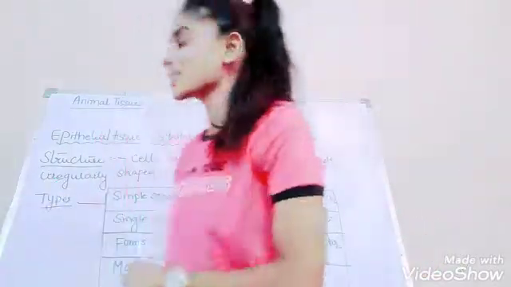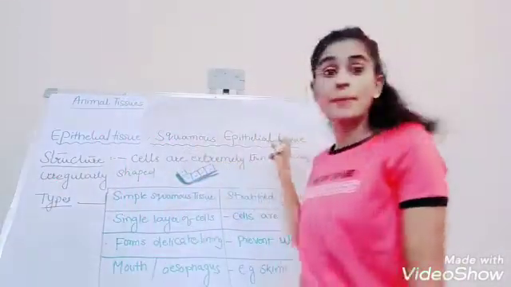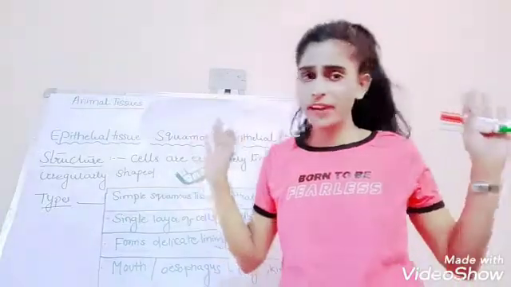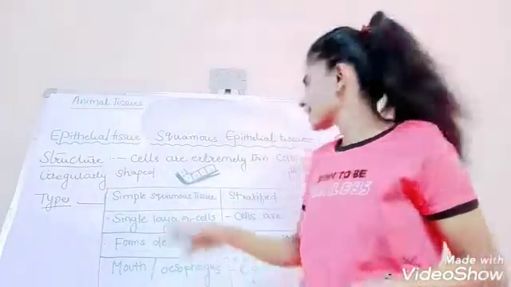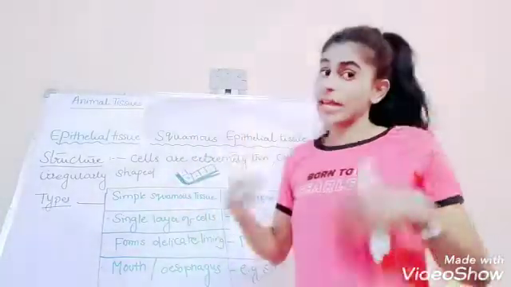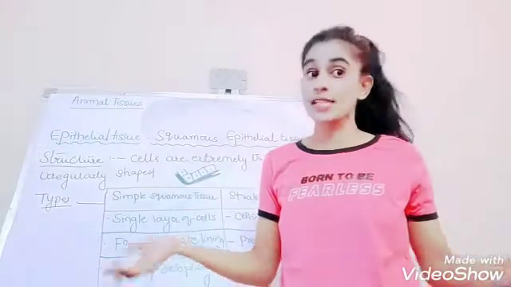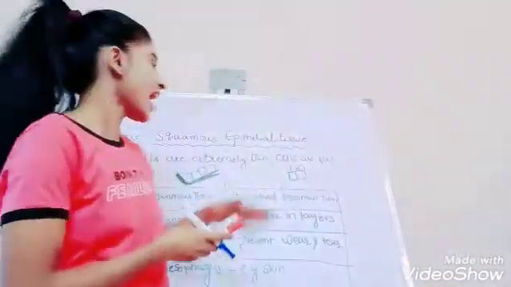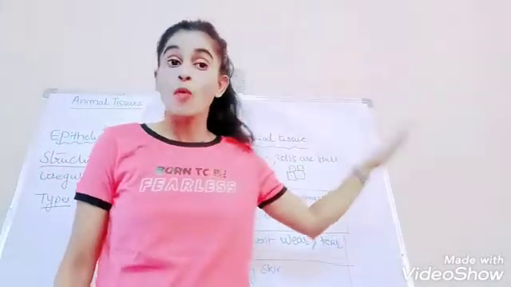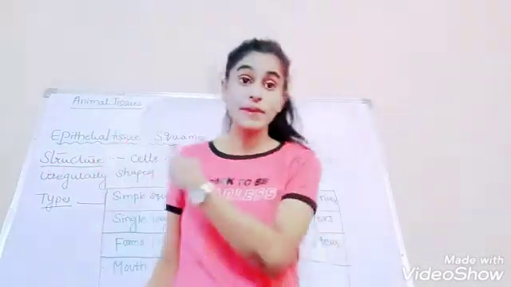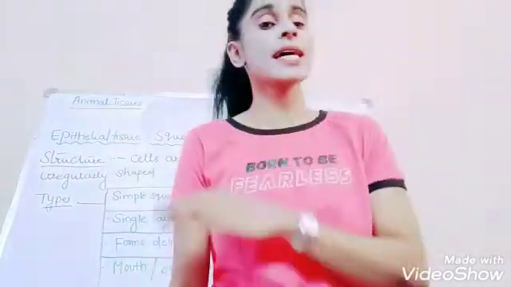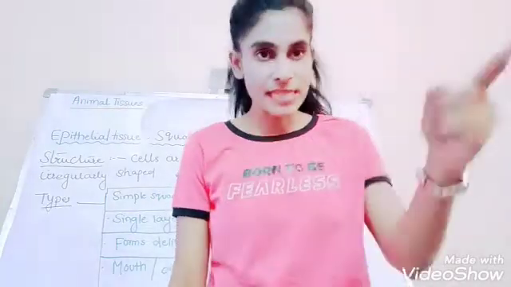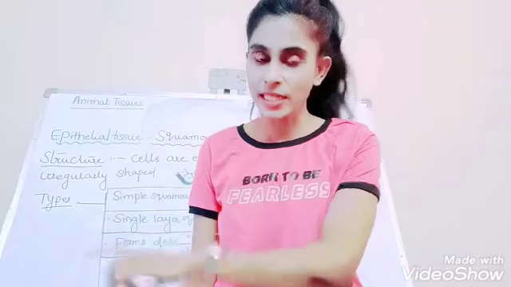So what is the structure of squamous epithelial tissue? Simply thin-walled cells, extremely thin cells. There is no definite shape of the cells. The cells are irregular in shape and flat. What you have to mention in case of squamous epithelial tissue is that the cells are thin, the cells are flat, and the cells are irregular. Once again, the cells are thin, flat, irregular.